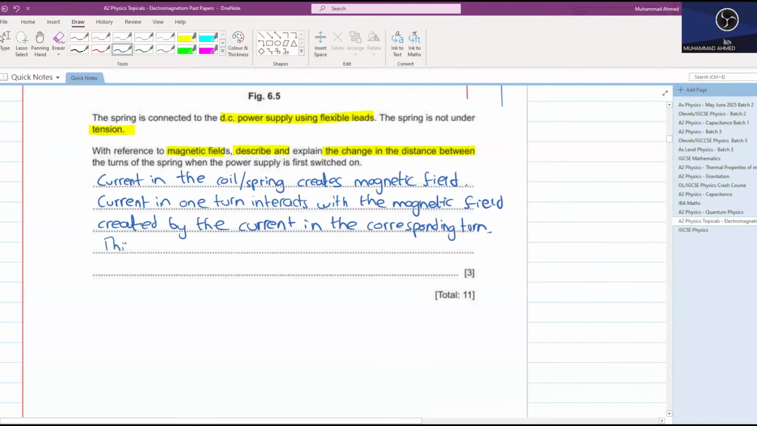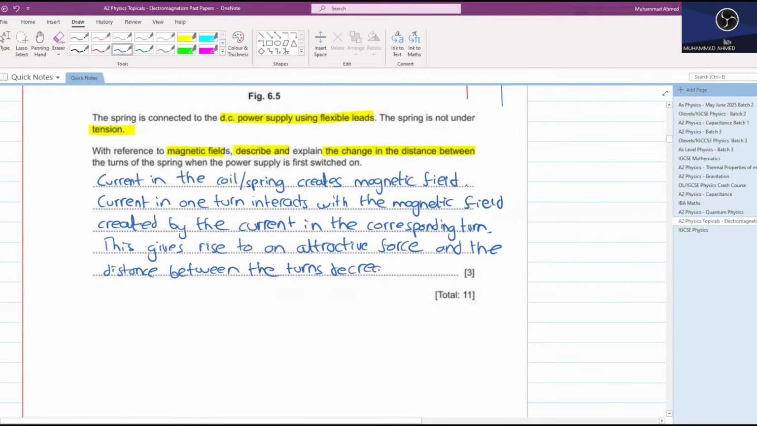This gives rise to an attractive force. And due to an attractive force, what will happen? We had to specify the change in distance: the distance between the turns decreases. Simple as that. Okay, let's move on to the next question.